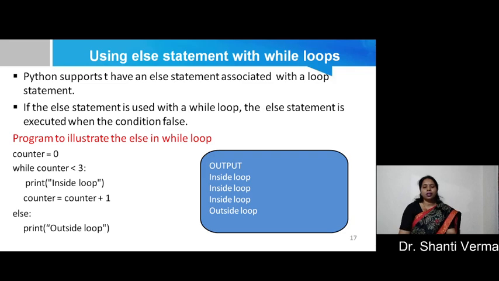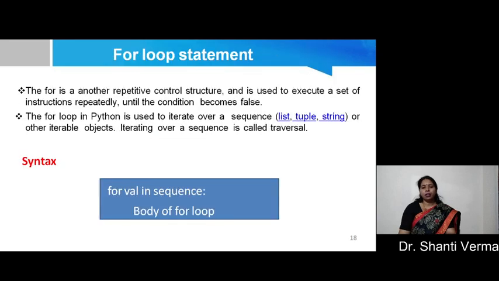it goes inside the loop and prints inside loop, and if the value is not less than 3, then it prints outside loop. So if I increment, first the counter value is 0, then 1, then 2. In all three cases, it prints inside loop, and when the value is 3, meaning the counter is not less than 3, it prints outside loop.